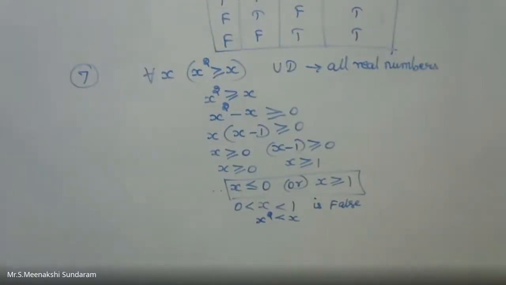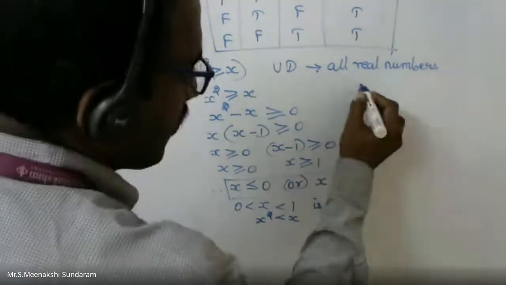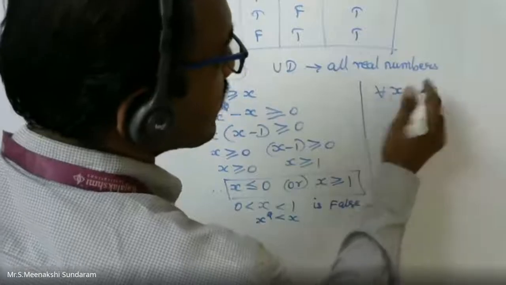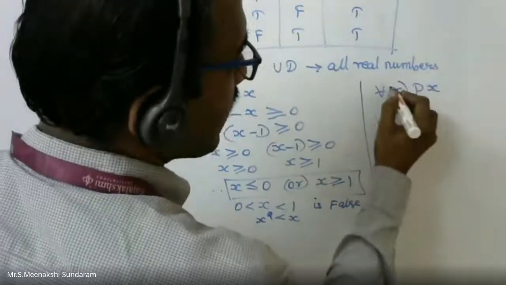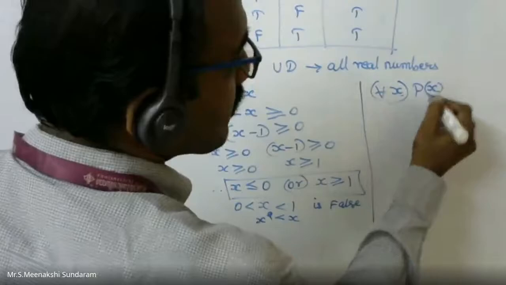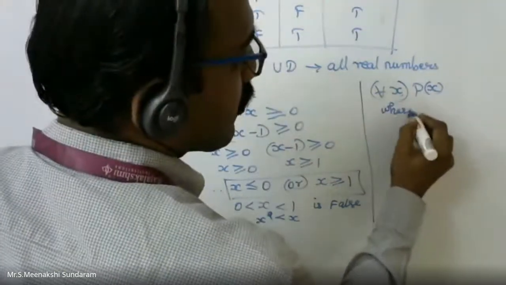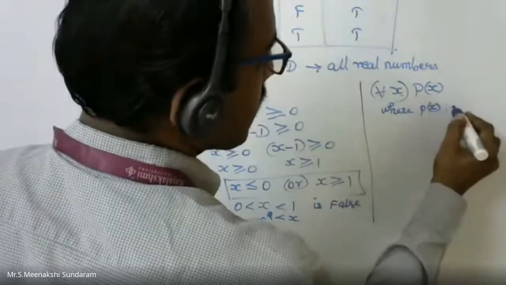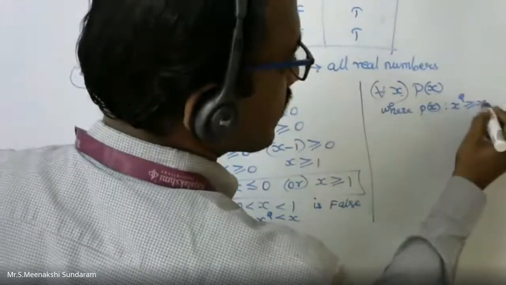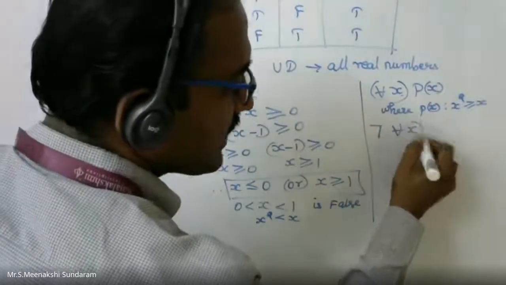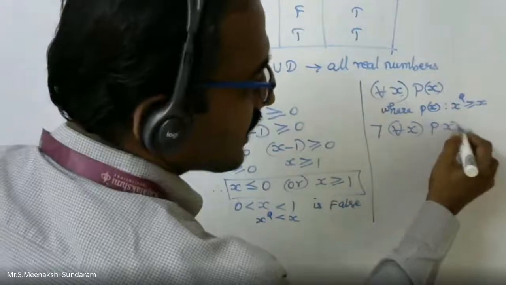They also ask us to write the negation of the given statement. What is the negation of the given statement? First of all, it is for all x, which I can take as p of x. For all x, p of x, where p of x is x square is greater than or equal to x. What is the negation of this statement? Negation of for all x, p of x.